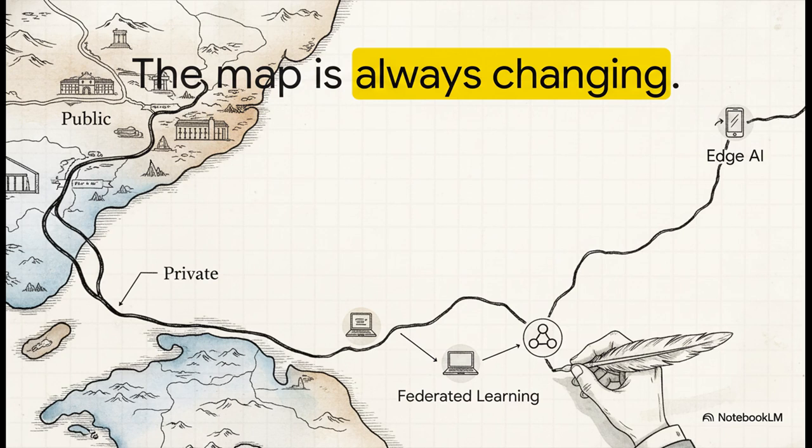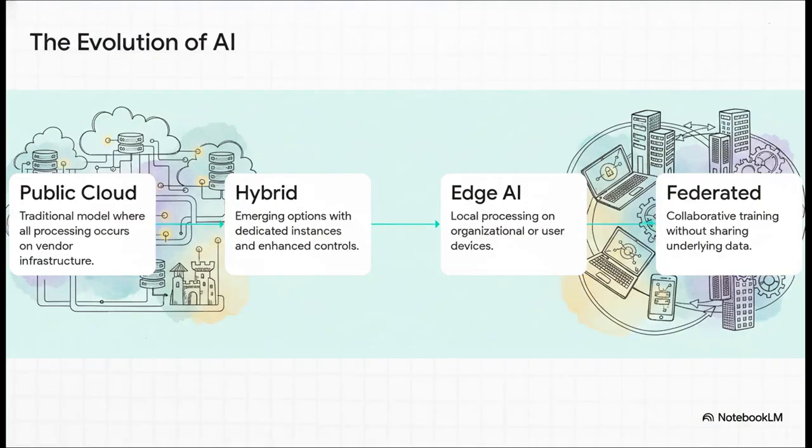And you know what? This whole landscape, it's not standing still. The map of choices we have is changing all the time. There are new, really exciting technologies just over the horizon that could completely reshape this entire public versus private debate. So here's a quick look at how things are evolving. We started with the traditional public cloud AI, right? Then hybrid solutions came along. But just look at what's coming next.